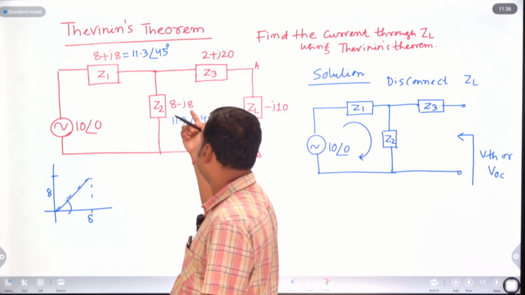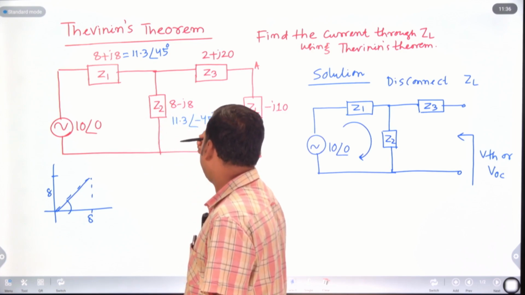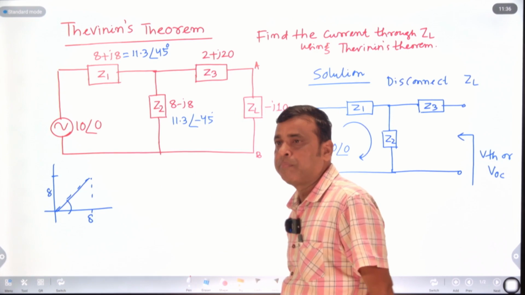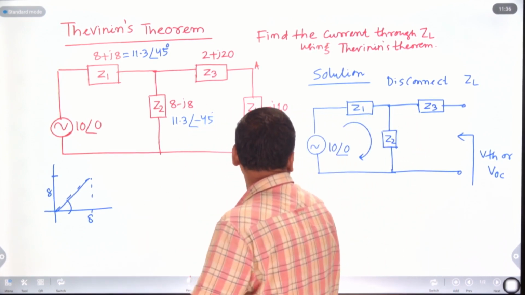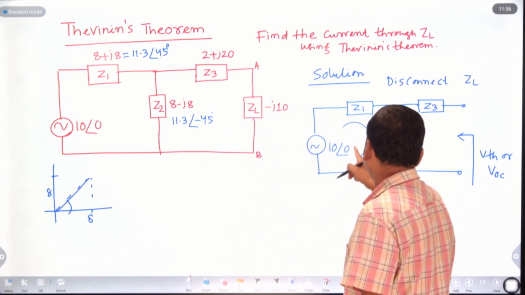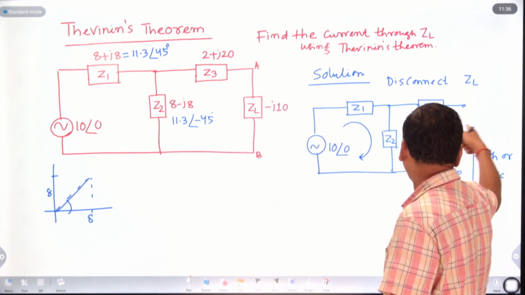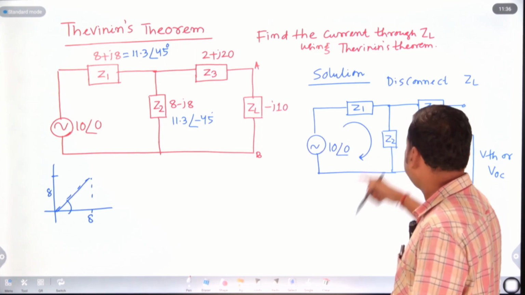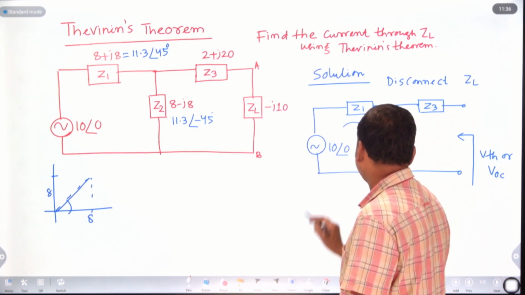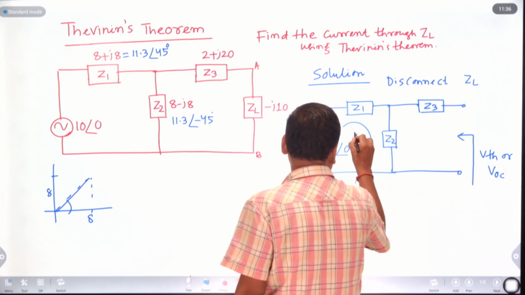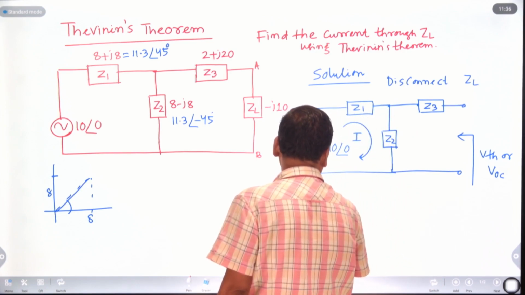Similarly for 8 minus j8, the magnitude is the same, and the angle is tan inverse of minus theta, equal to minus tan theta, that's why it is minus 45. So how to get the current? Since this is an open terminal, there is no current flowing through Z3, so only the current flows through this loop. The value of I, the current, is how much?